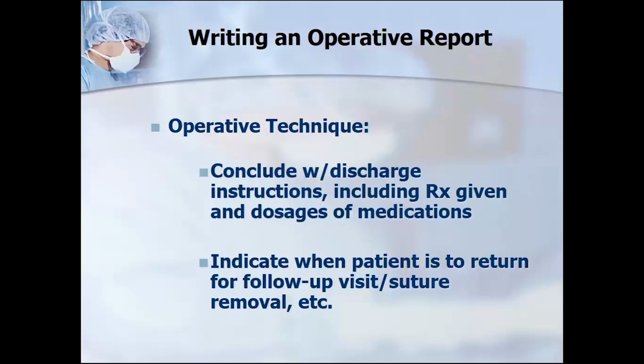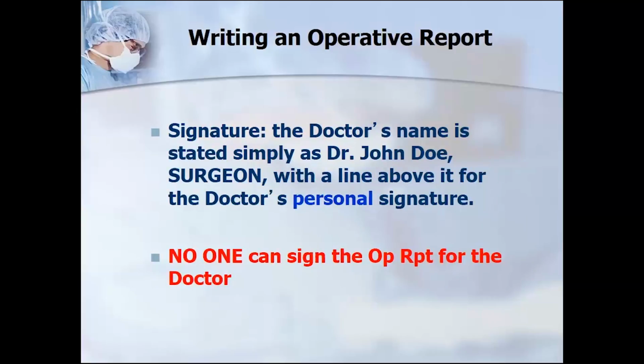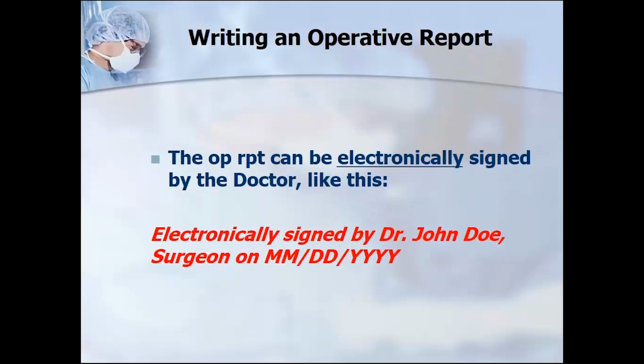For the signature, the doctor's name is stated simply as Dr. John Doe, surgeon, with a line above it for the doctor's personal signature. No one can sign the op report for the doctor. If the op report is dictated, it can be electronically signed by the doctor, and it would state the following: electronically signed by Dr. John Doe, surgeon, on, and the month, date, and 4-digit year. It would then be attached to the electronic health record.